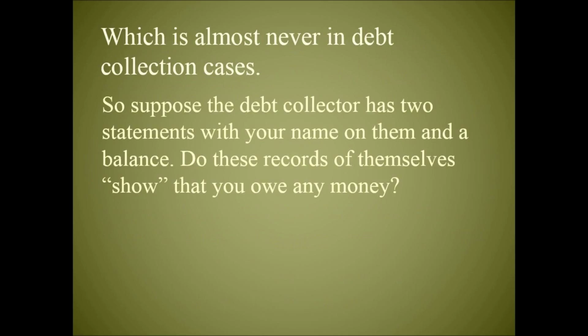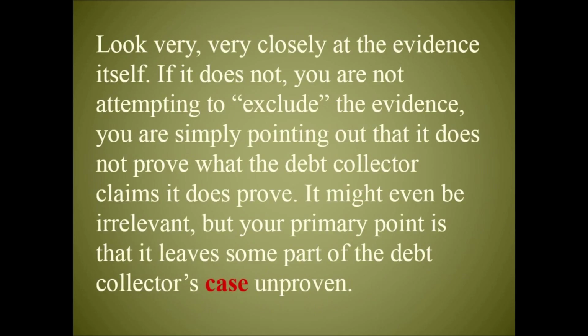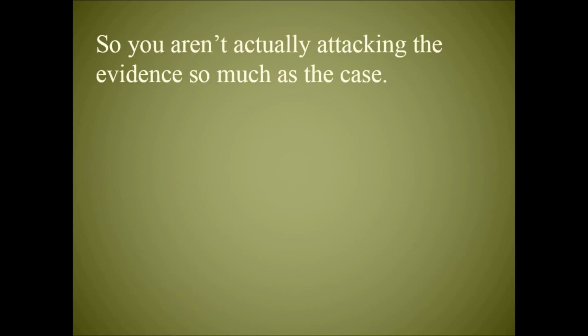So suppose the debt collector has two statements with your name on them and a balance. Do these records of themselves show that you owe any money? Does any valid record indicate that you didn't pay it? Does any record indicate that the entries were legitimate? Look very, very closely at the evidence itself. If it does not, you are not attempting to exclude the evidence. You're simply pointing out that it does not prove what the debt collector claims it does prove. It might even be irrelevant, but your primary point here is that it leaves some part of the debt collector's case unproven. So you aren't actually attacking the evidence so much as the case in that situation.